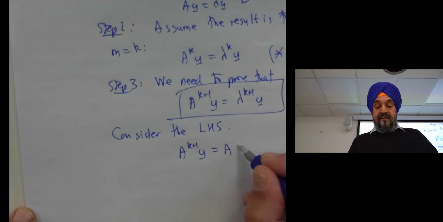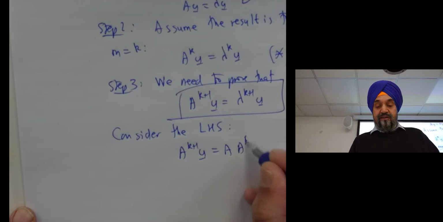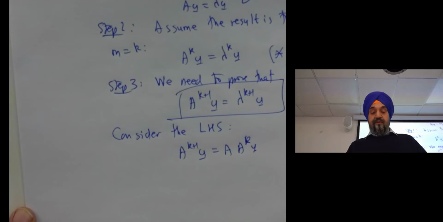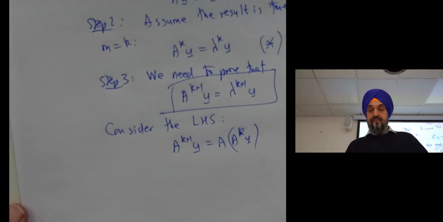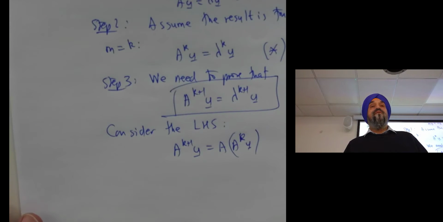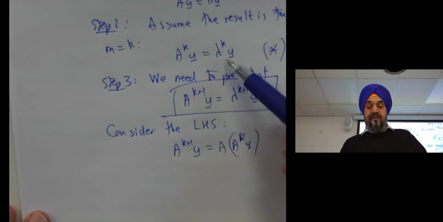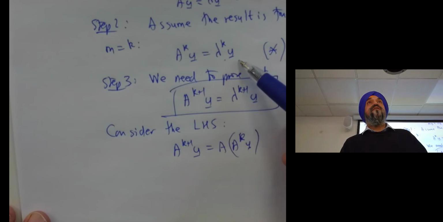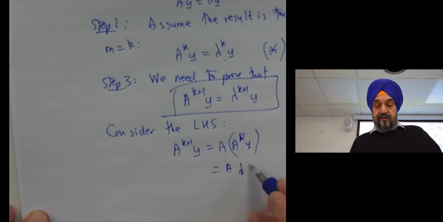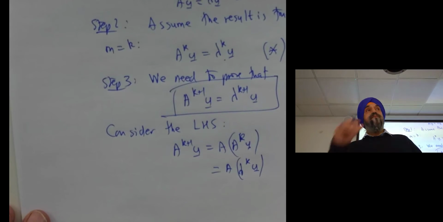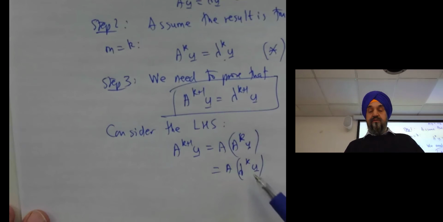Well, if we're a to the k u, we can definitely do that, can't we? Yeah, that's definitely true. By using star, we know that A k u is equal to lambda k u, isn't it? Okay, by star, so we get a lambda k u, don't we? We want to prove it's k plus 1.